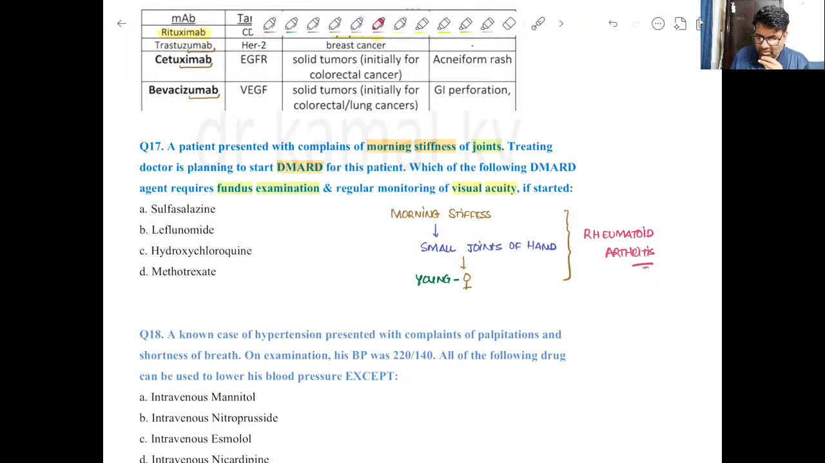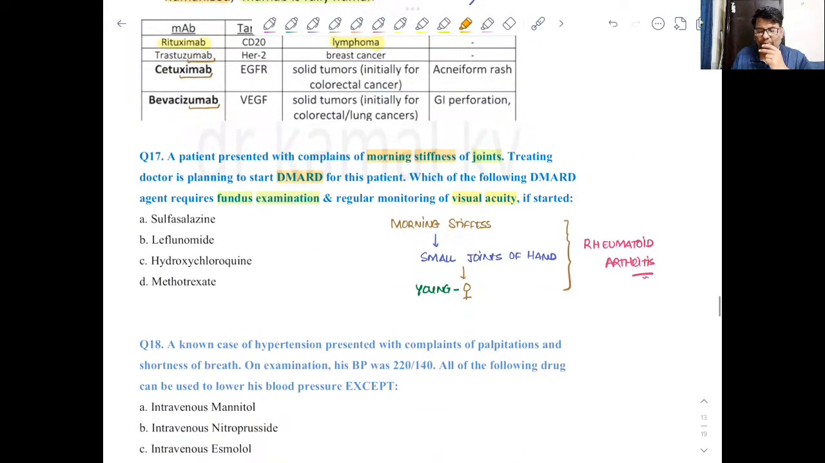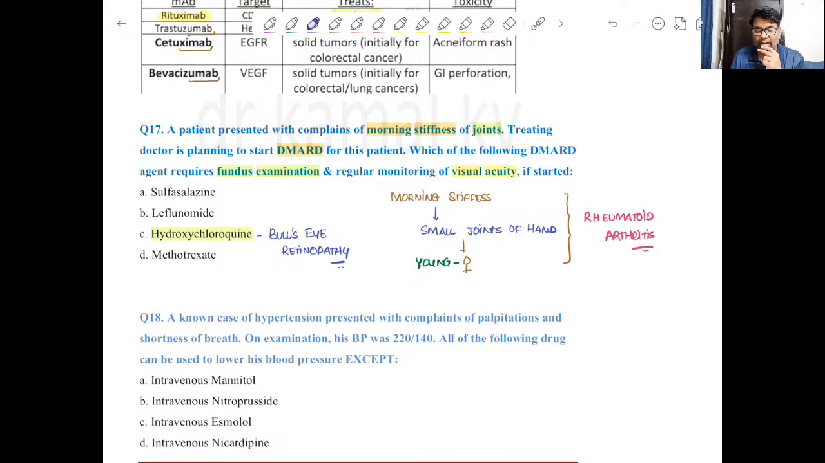And now, which disease modifying agent in rheumatoid disease can cause visual complication? This is hydroxychloroquine. Okay, so it can cause bull's eye retinopathy. Clear? So please remember this. The drug which requires supervision in terms of visual complications is hydroxychloroquine, which is also written as HCQ. So bull's eye retinopathy.